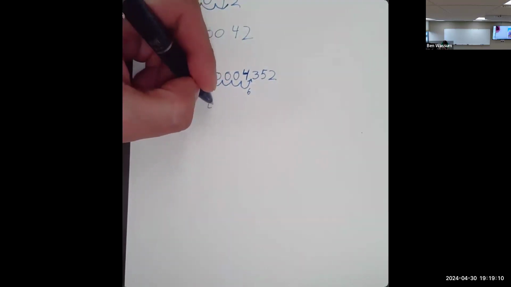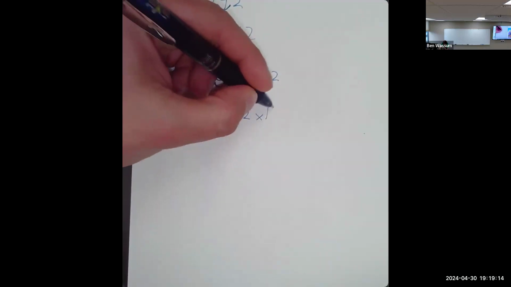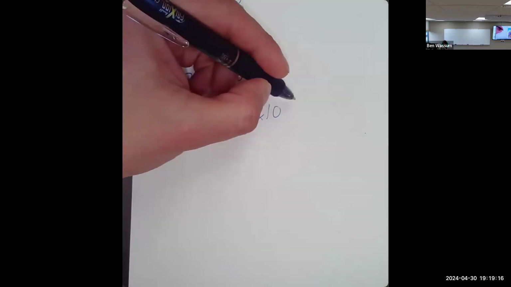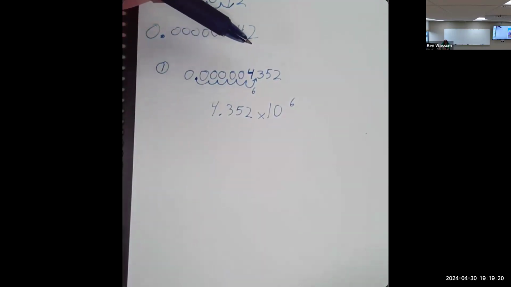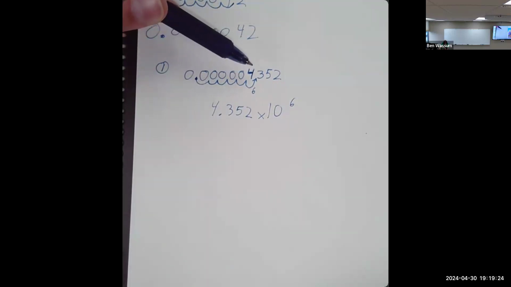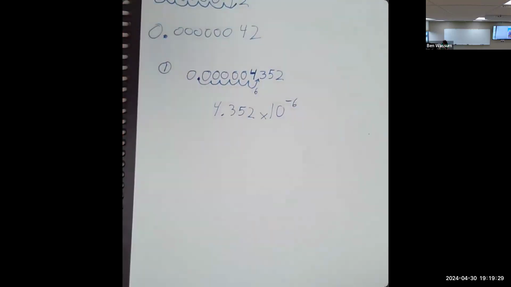Okay. 4.352 times 10 to a power. What's our power? 6. Is it negative or is it positive? That's the question. I've said it multiple times. Tiny number. Tiny number is going to be negative. Slap a negative on that power and we are golden. That is in scientific notation. Not honestly too bad, right? It's doable.